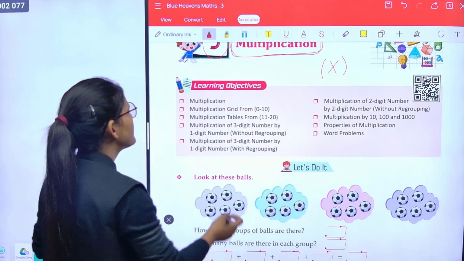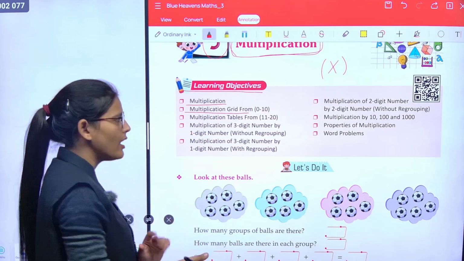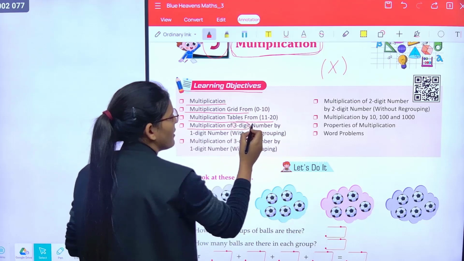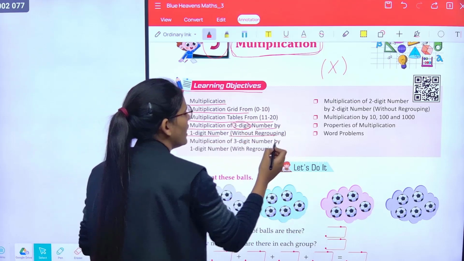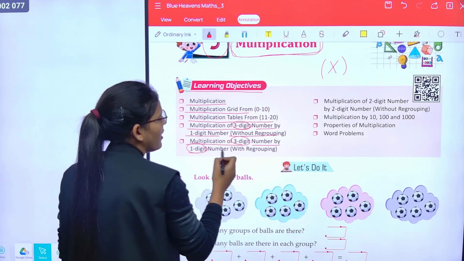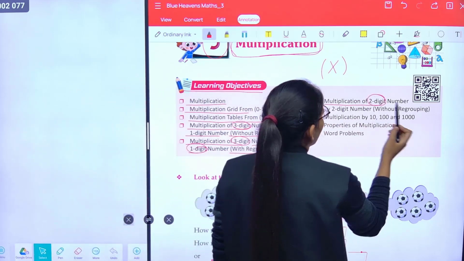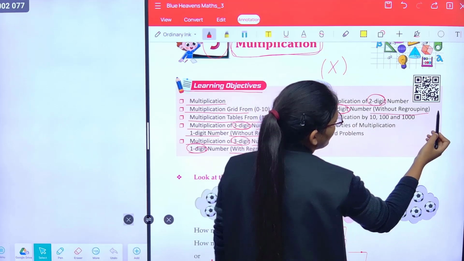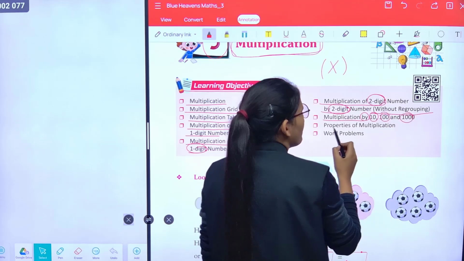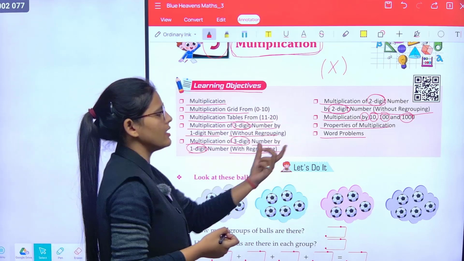What are the learning objectives today? Today we will learn multiplication grid from 0 to 10, multiplication table 11 to 20, multiplication of 3-digit number by 1-digit number without regrouping and with regrouping, multiplication of 2-digit number by 2-digit number without regrouping, multiplication by 10, 100 and 1000, properties of multiplication and word problems.